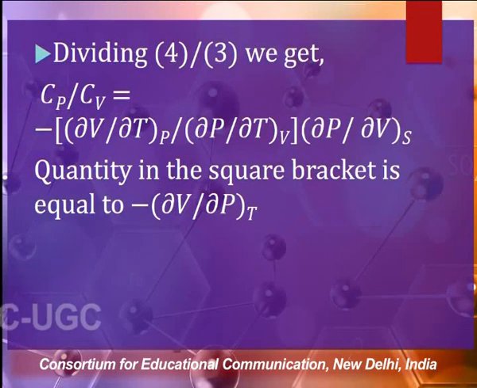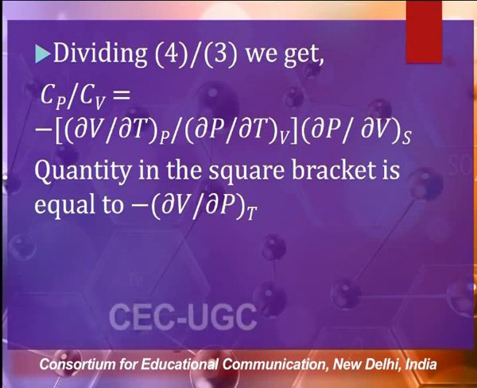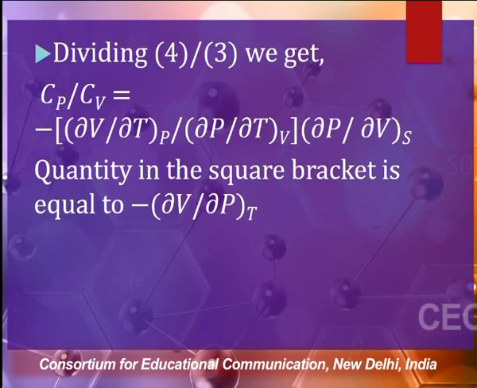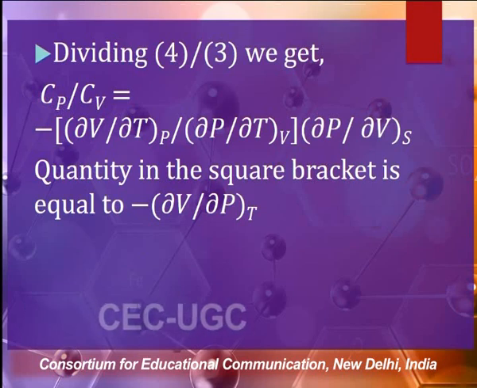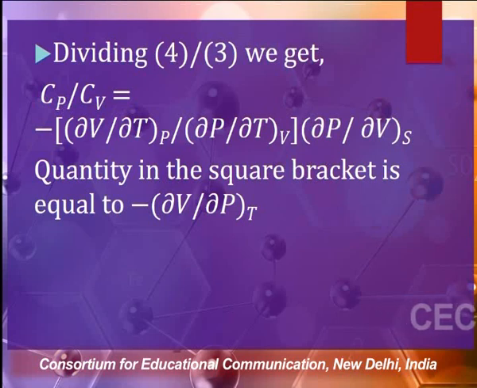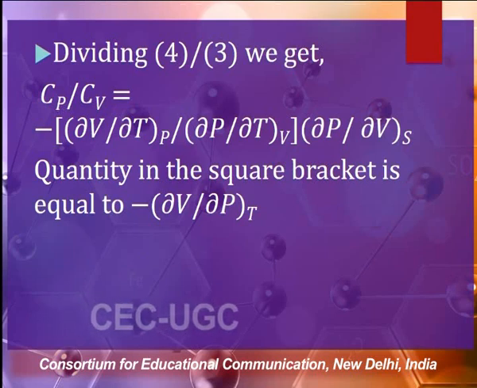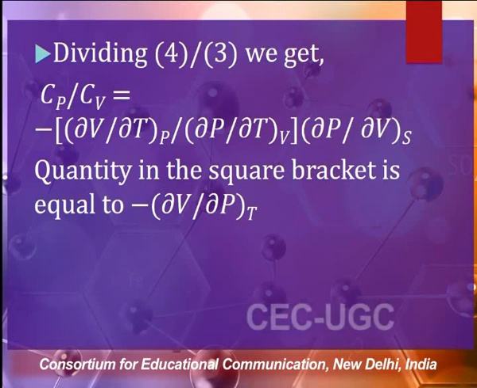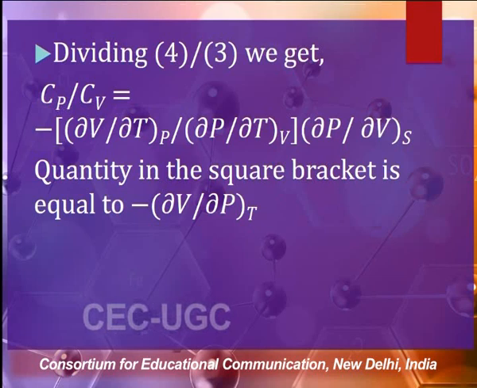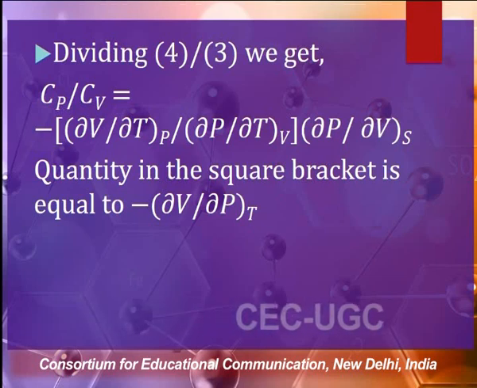If we divide both the equations, we get Cp by Cv is equal to minus of (∂V/∂T) at constant pressure divided by (∂P/∂T) at constant volume into (∂P/∂V) at constant entropy. The quantity in the square bracket can be seen to be equal to minus (∂V/∂P) at constant temperature.